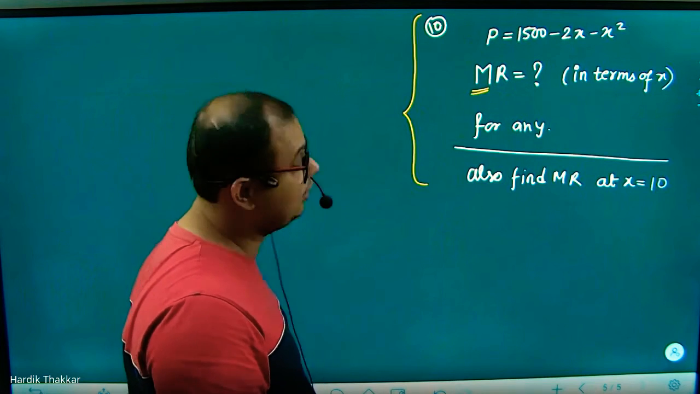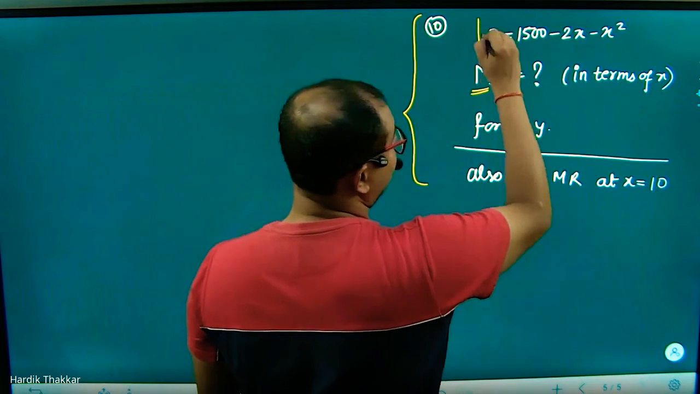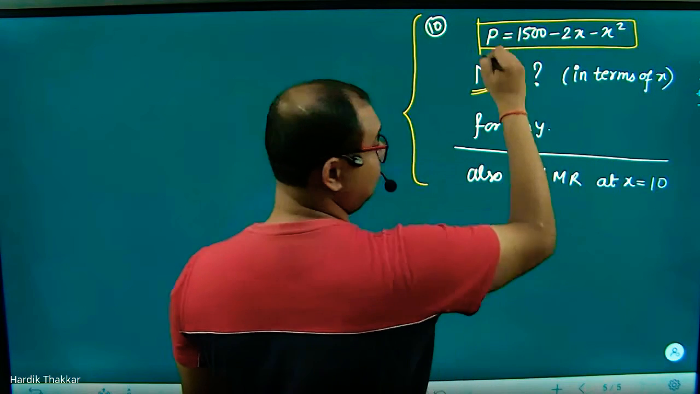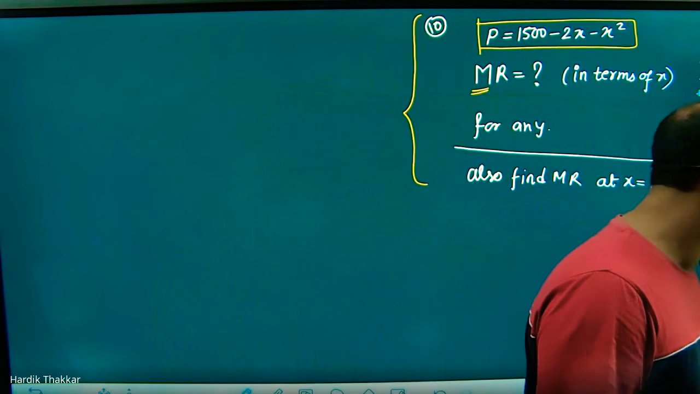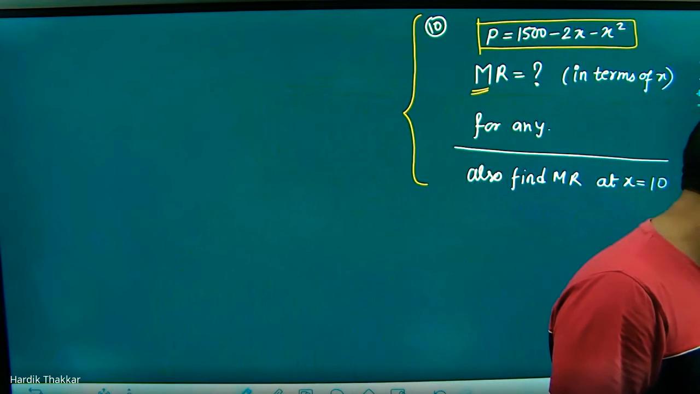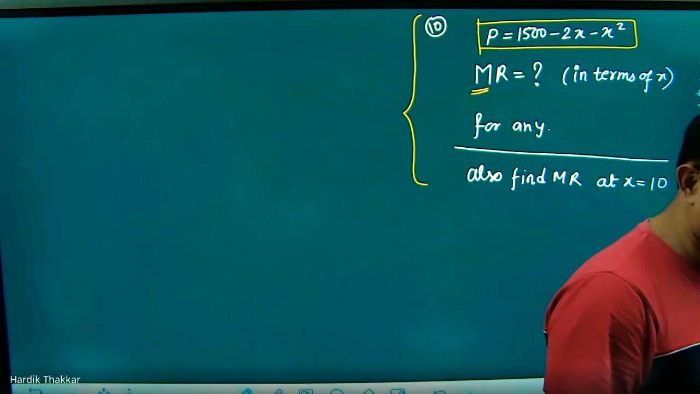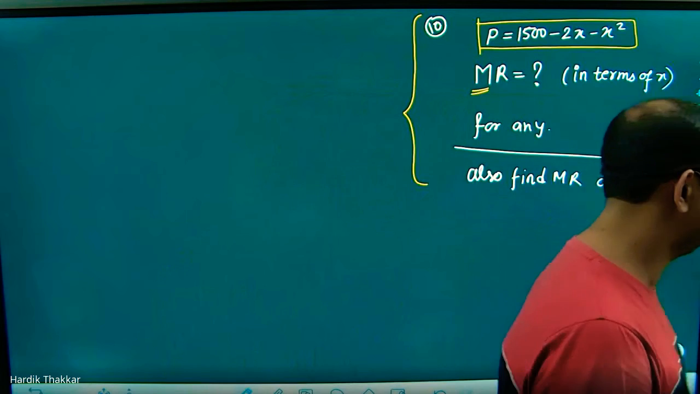हाँ, क्या बोल रहे हो कृष्णा? नहीं, ये जो P है ये क्या गिवन है क्वेश्चन में? देखो क्या लिखा हुआ है, P is what? Demand function. P is actually price. Price. P is actually price है, ठीक है?